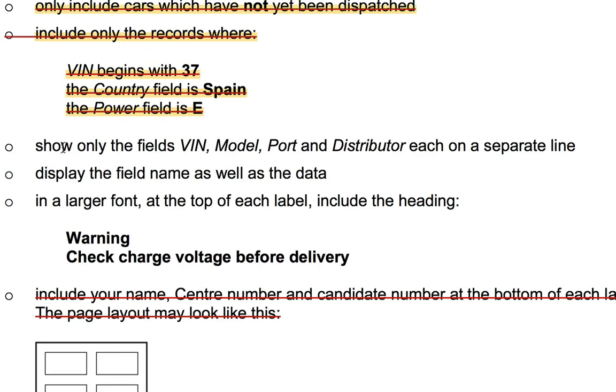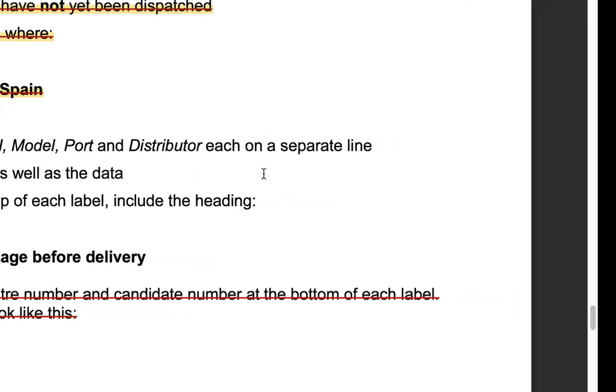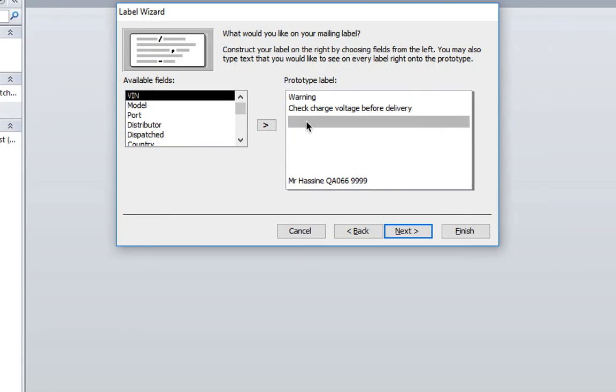Now the next part, it says show only the fields VIN, model, port and distributor on each line, on a separate line. Now in this exam paper it also says display the field name as well as the data. Now the way that we do this is we've literally got to type the field name first. So they want the VIN number. So what we do is we type VIN here. So this is going to be the field name.